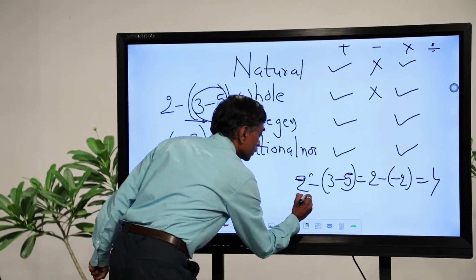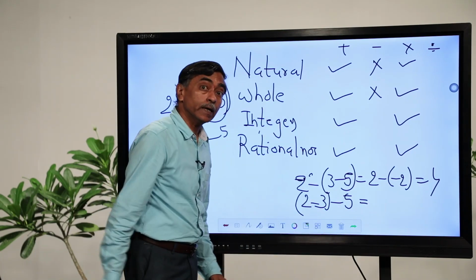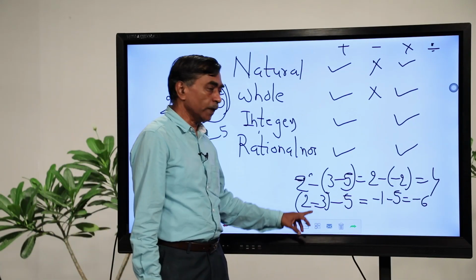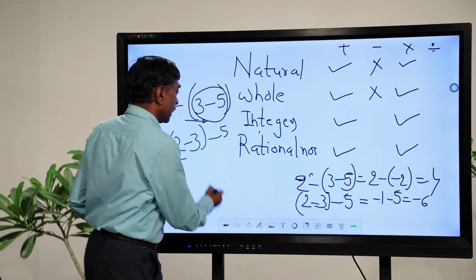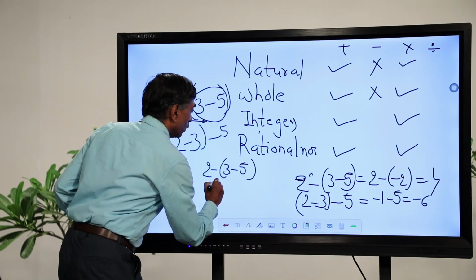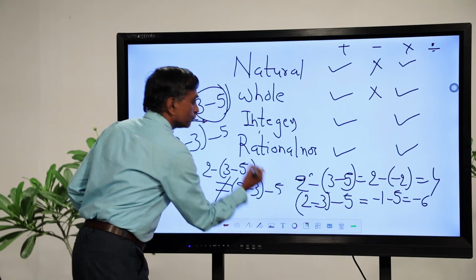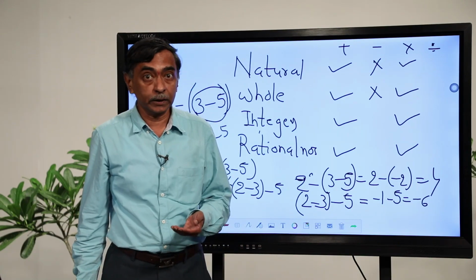What about 2 minus 3 minus 5? Will you get the same answer here? Try to do it for yourself. So, I get here minus 1, minus 5 and I get here minus 6. So, these two expressions are not same, the values of these two are not same. We will say that 2 minus of 3 minus 5 is not equal to 2 minus 3 minus 5. It means that it is not associative under the operation of subtraction.